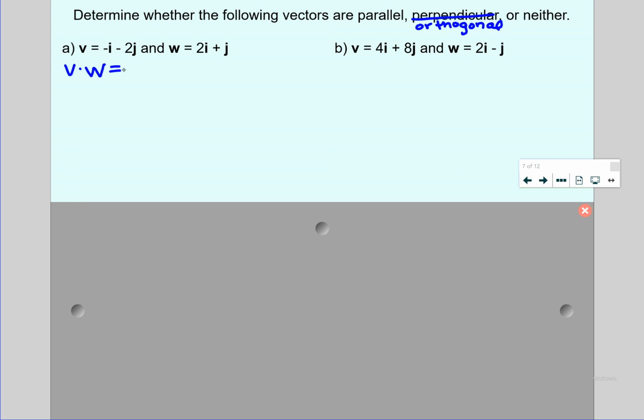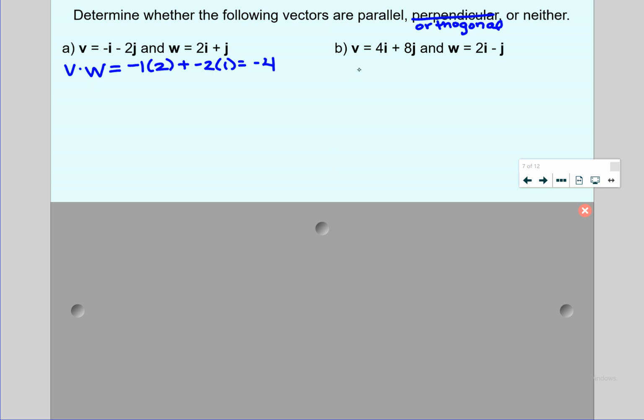So vector v is negative i minus 2j. Vector w is 2i plus j. Dot product, multiply the first numbers together, negative 1 times 2. Multiply the second numbers together, negative 2 times 1. I'm going to get negative 4. So are they orthogonal? No. Okay, so these 2 are either parallel or neither.